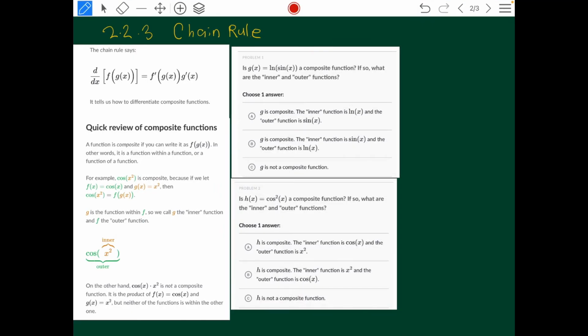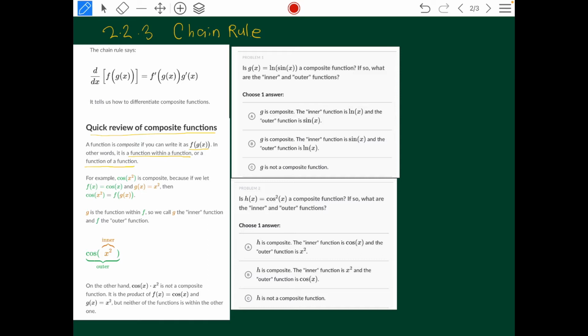Let's see what a composite function is. Let's recap some quick review on composite functions. We can call it a composite function if the function can be written as f(g(x)). In other words, it is a function within a function, or a function of a function. In terms of the words and sentences, it is a little bit confusing, but it's actually pretty simple.